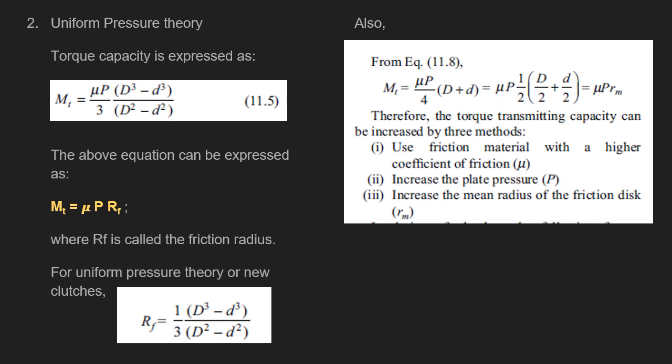Therefore, from this formula, we can say that the torque carrying capacity can be increased by, number one, increasing the coefficient of friction mu, or increasing the plate pressure P, or increasing the mean radius Rm. Right? These three factors will decide the level of torque transmitting capacity of the clutch.